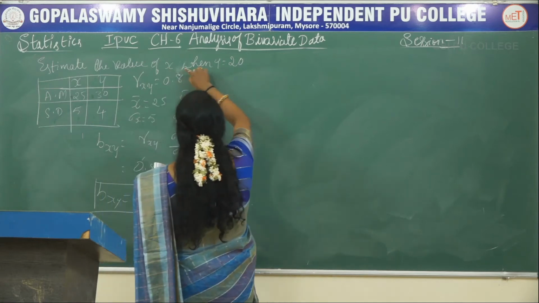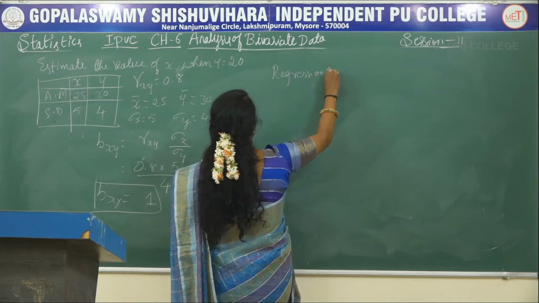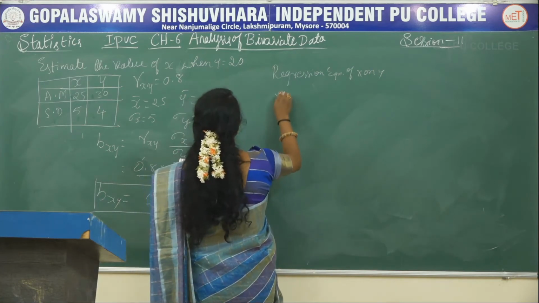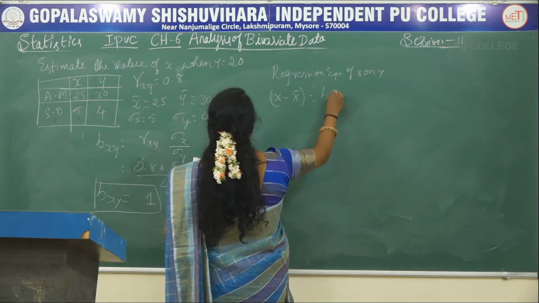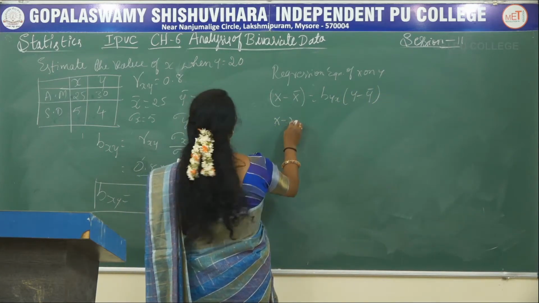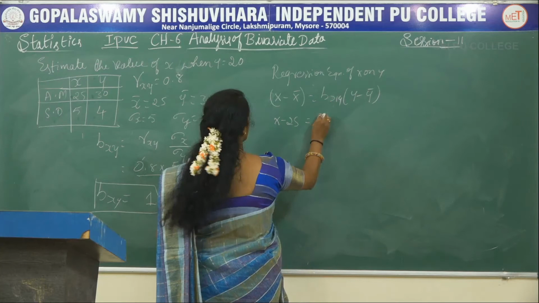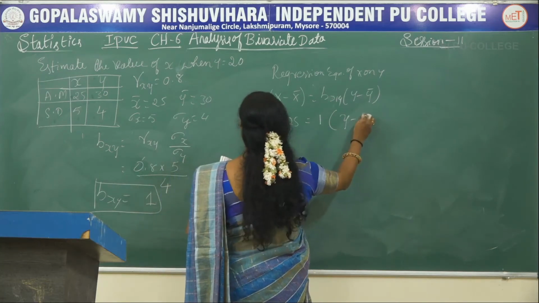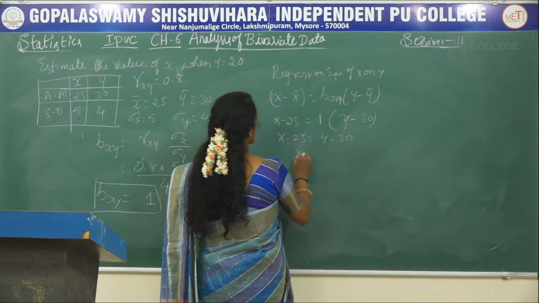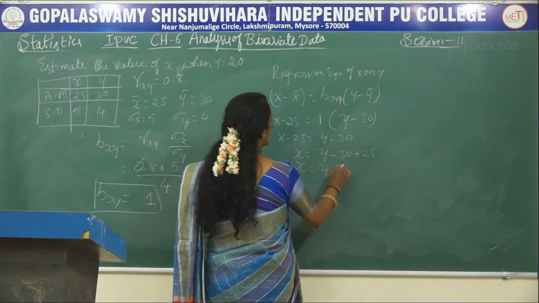Next, since this is x and y, the regression equation of x on y is x minus x bar is equal to b of xy into y minus y bar. X value we don't know, x bar is 25, is equal to b of xy, b of xy is 1, into y minus y bar, which is 30. So x minus 25 is equal to y minus 30. So x is equal to y minus 30 plus 25. X is equal to y minus 5.